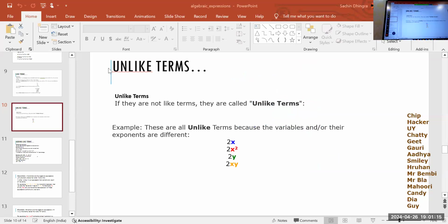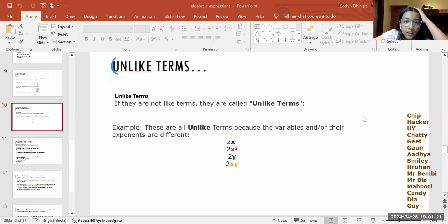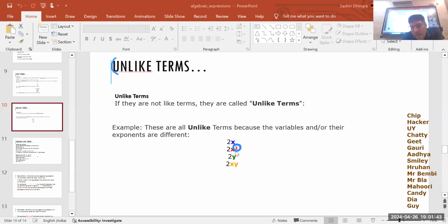Okay. Next, unlike terms, Geetal, read. Unlike terms. If they are not like terms, they are called unlike terms. Example, these are all unlike terms because the variables and their exponents are different: 2x, 2x square, 2y, 2xy. What are exponents? Exponent is this 2, like here.